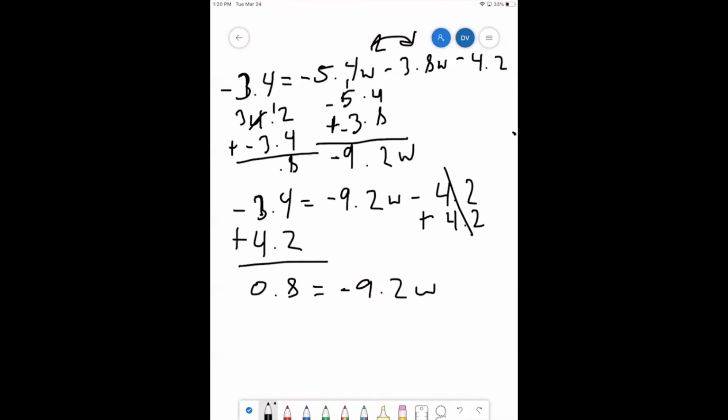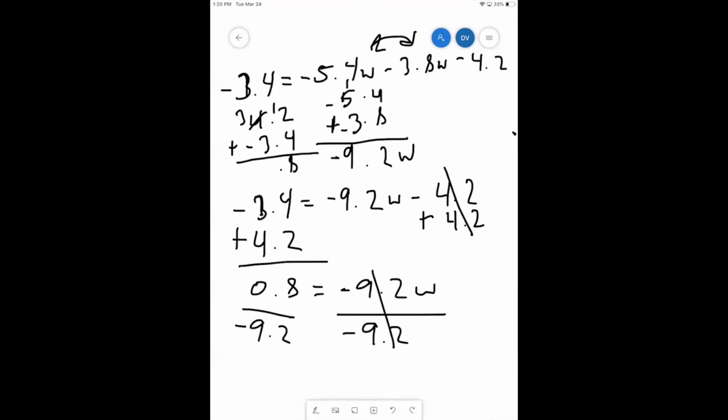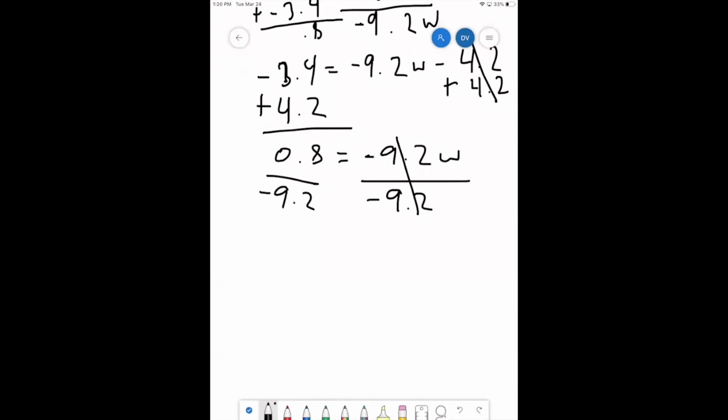So now we want to isolate the variable, which is W. So let's divide by negative 9.2. It cancels out. Let's divide by negative 9.2 on this side. So we're left with W equals 0.8 divided by negative 9.2. And again, you can leave it like that. And that's how you solve linear equations with similar terms when we have decimals in our equations.